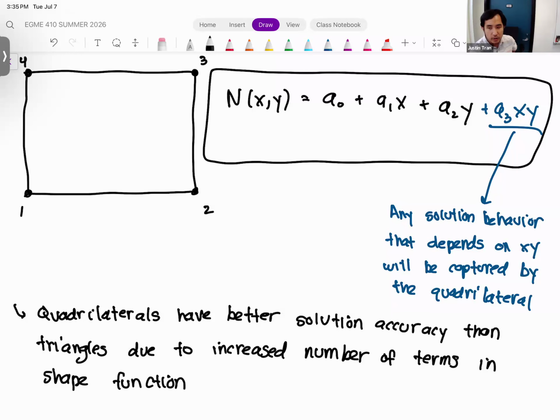Now, sometimes it doesn't matter. Sometimes you're going to have a solution that doesn't depend on both x and y. Let's say you have a very simple solution that only changes with x. In that situation, you don't really see a difference between the triangle and the quadrilateral because that extra term isn't being used. So when I say quadrilaterals are generally superior, your solution does have to take advantage of that. If your solution does not have that characteristic, then there's no difference. But with how complex the problems are that you typically solve with finite elements, it's very rare that you're going to have a solution that doesn't take advantage of these higher order terms.